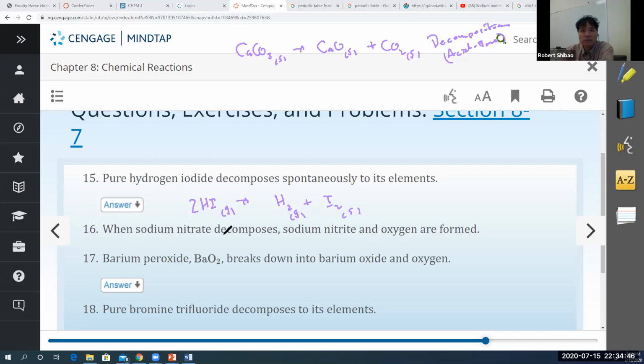When sodium nitrate decomposes, so what is sodium? Sodium is Na plus, nitrate's NO3 minus. So sodium nitrate's NaNO3. That's a solid. When pure sodium nitrate decomposes, it decomposes into sodium nitrite. Nitrite's going to have 1 less oxygen, NaNO2, and oxygen gas. So this is a case where the compound decomposes into another compound plus the element here, O2 gas. Sometimes compounds don't decompose all the way to the elements, we could decompose into calcium and carbon and oxygen, but it didn't go that far. And so here, the sodium nitrate decomposed into sodium nitrite plus O2.